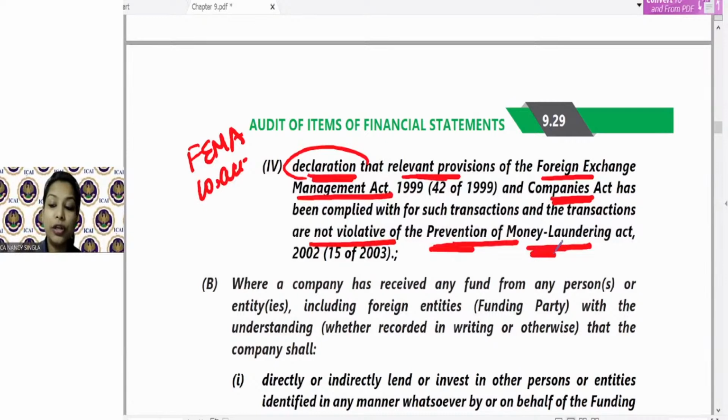So what is money laundering? I have told you that where the person tries to conceal the origin of the income, source of income illegal है, लेकिन उसको you are diverting it to legitimate business, है ना? So that should not happen. So a declaration the company is required to give by itself, है ना?